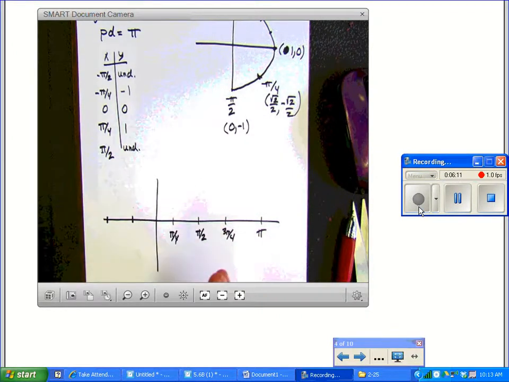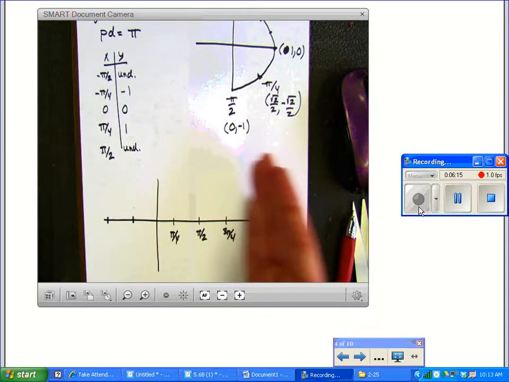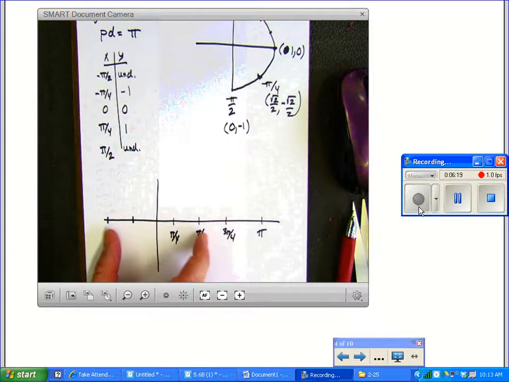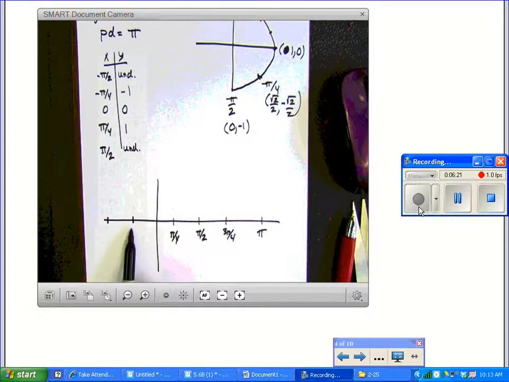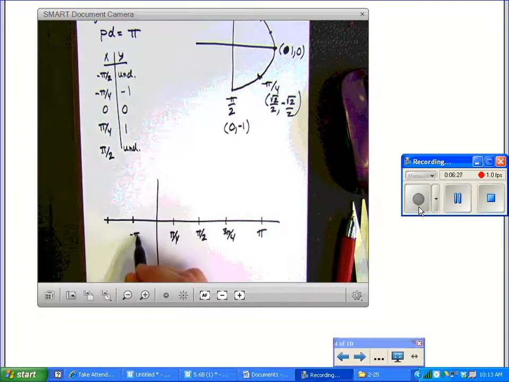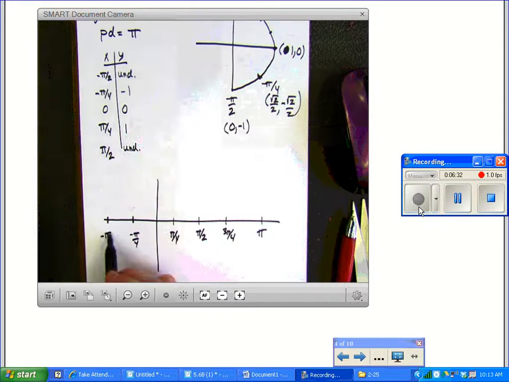And so it's going to center around the origin. You know how most of our graphs just went from the y-axis onto the right? This is going to center around the y-axis and the origin. Now, what would this one be called, though? Yeah, negative pi over 4. And this one would be negative pi over 2.